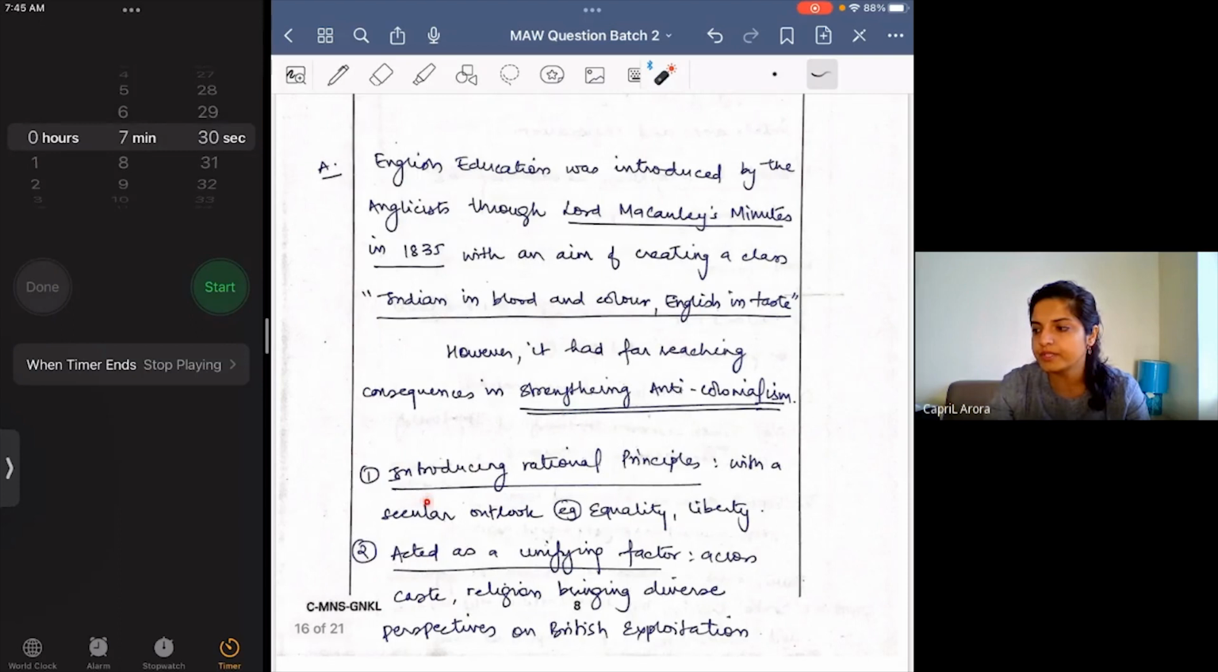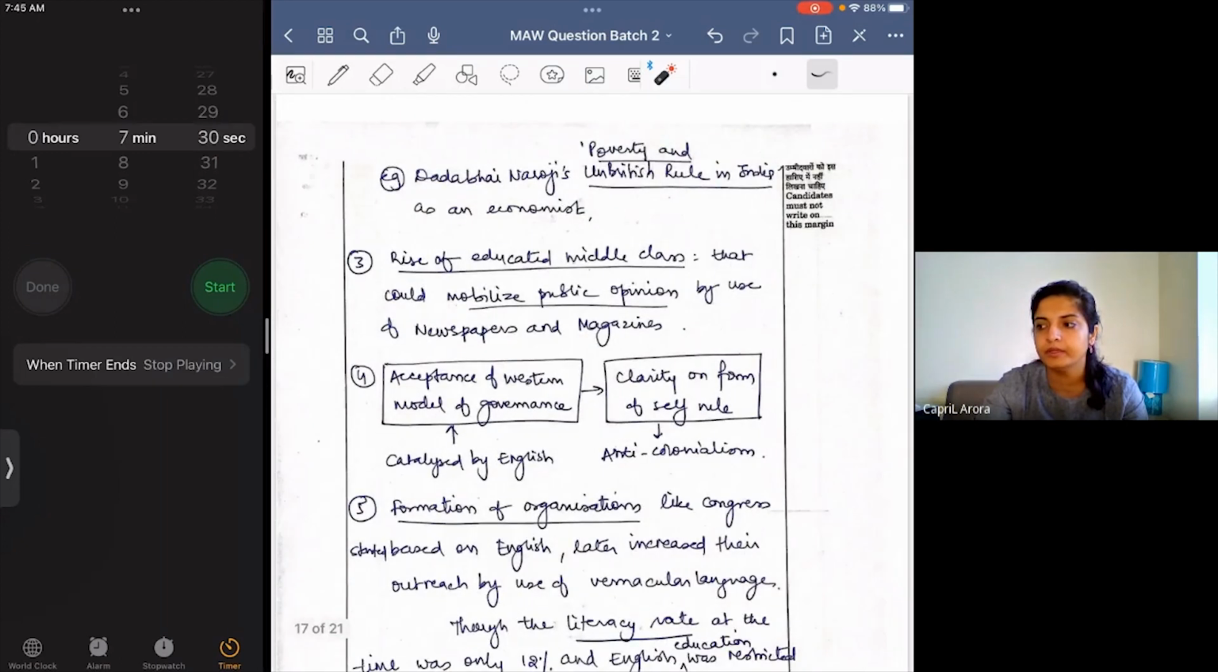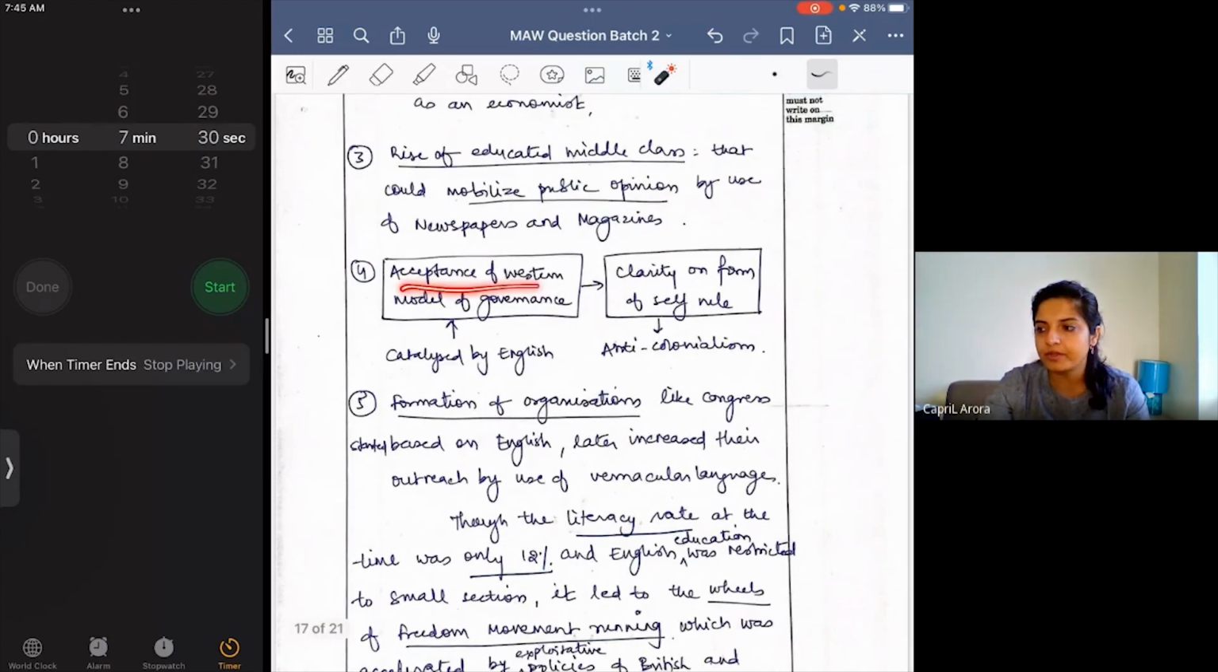How? Introducing rational principles with a secular outlook. Example, equity, liberty. It acted as a unifying factor across castes and religions, bringing diverse perspectives on British exploitation. For example, Dadabhai Naoroji's Poverty and Un-British Rule in India as an economist. Rise of an educated middle class that could mobilize public opinion by use of newspapers and magazines. Acceptance of the Western model of governance that was catalyzed by English. Clarity on the form of self-rule that led to anti-colonial sentiment. Correct?